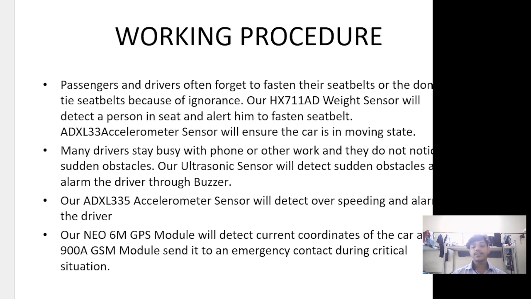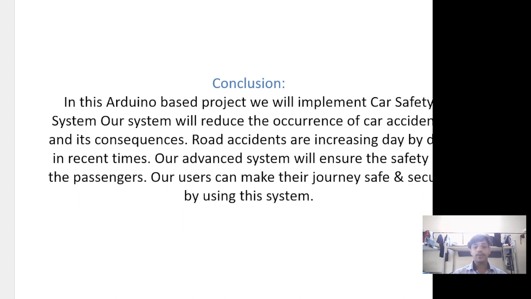Many drivers stay busy with their phone or other work and do not notice certain obstacles. Our ultrasonic sensor will detect sudden obstacles and alarm the driver through the buzzer. Our ADXL335 accelerometer sensor will detect overspeeding and alarm the driver. Our NEO 6M GPS module will detect the current coordinates of the car, and the IM900A GSM module will send them to an emergency contact during a critical situation. And conclusion.